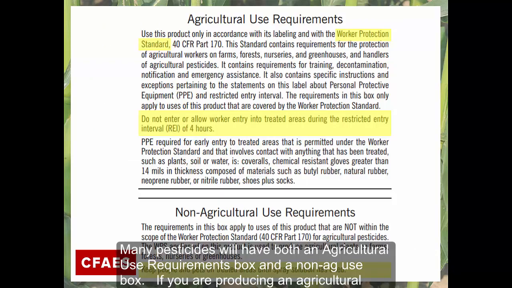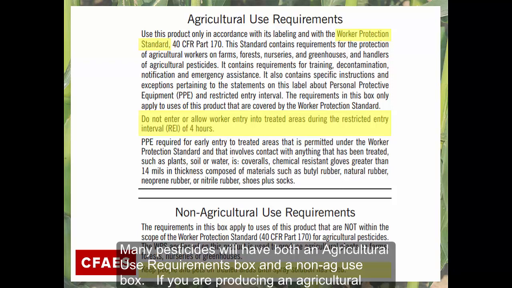Where do you find the information about restricted entry intervals? Typically, it is found in the agricultural use requirements box. Many pesticides will have both ag use and non-ag use requirements boxes. And it's very important that when you're using pesticides in agriculture, that you look at the proper REI. Note here it says in the middle, do not enter or allow worker entry into treated areas during the restricted entry interval of 4 hours.